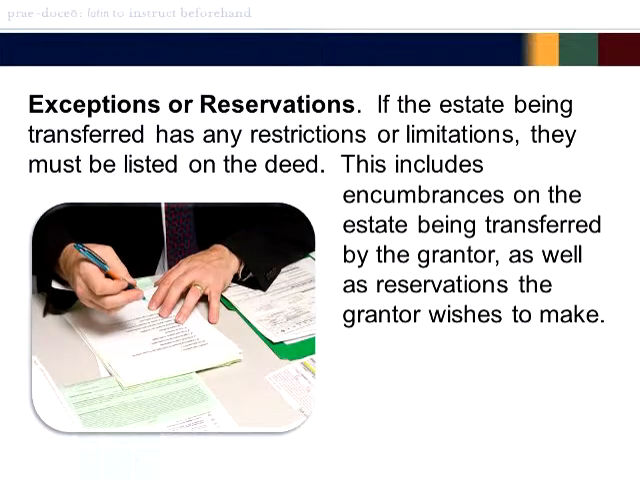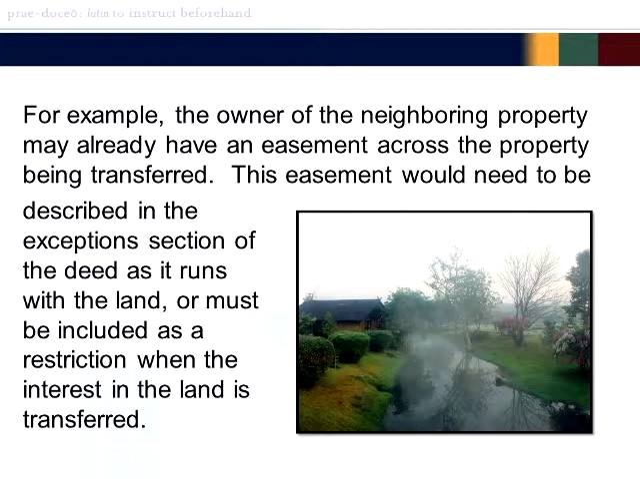Exceptions or reservations. If the estate being transferred has any restrictions or limitations, they must be listed on the deed. This includes encumbrances on the estate being transferred by the grantor, as well as reservations the grantor wishes to make. For example, the owner of the neighboring property may already have an easement across the property being transferred.